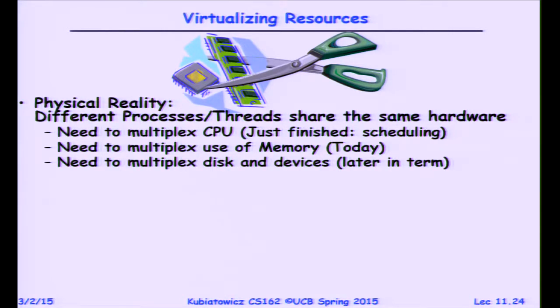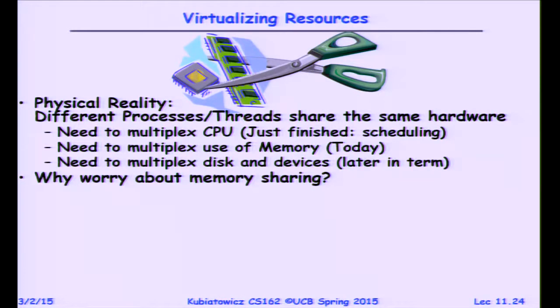And we need to figure out good ways of virtualizing these resources so that these different processes and threads can use them. Now, a way to look at scheduling is that it's a way to virtualize the CPU so that it looks like each process or thread gets its own CPU. How do we do that with memory? And that's kind of today's topic.